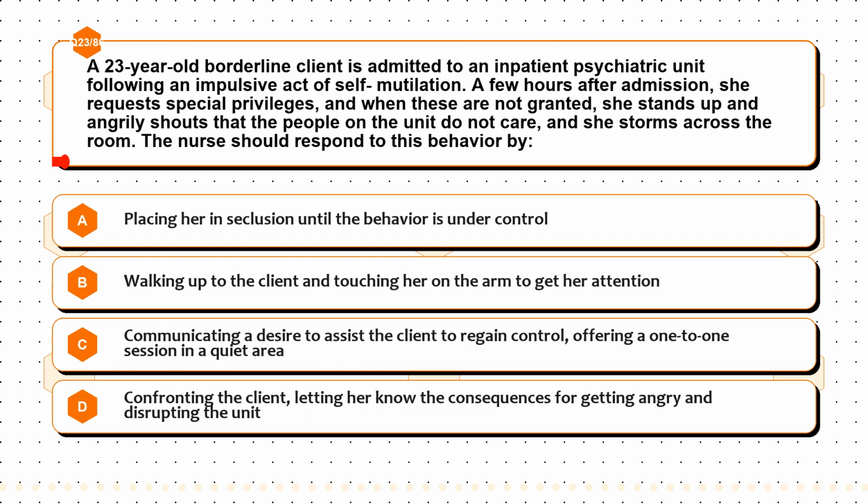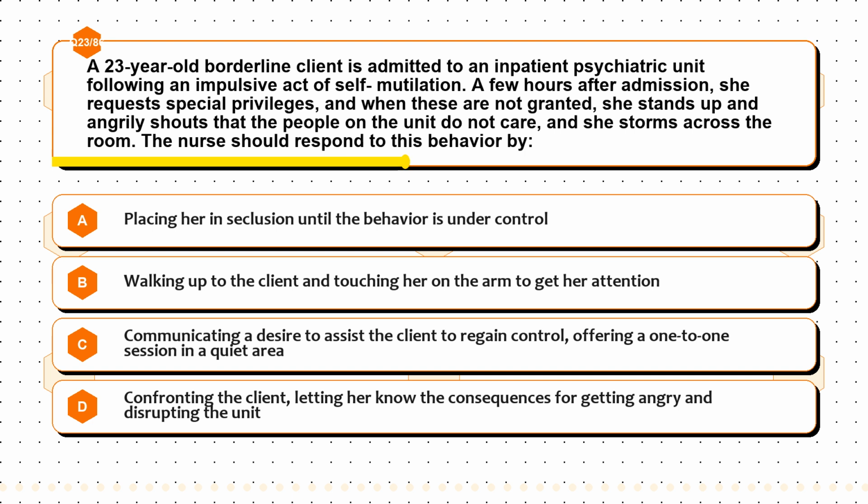Question 23. A 23-year-old borderline client is admitted to an inpatient psychiatric unit following an impulsive act of self-mutilation. A few hours after admission, she requests special privileges, and when these are not granted, she stands up and angrily shouts that the people on the unit do not care, and she storms across the room. The nurse should respond to this behavior by.